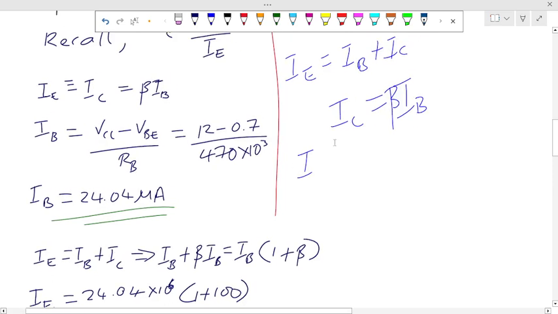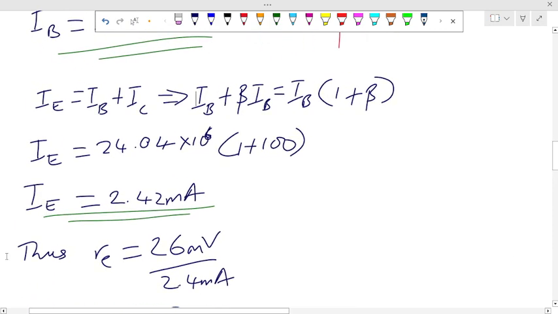Okay, so when we substitute in this value, we have it here. Instead of writing IC, you write beta IB, and then we just factor out IB. When you remove IB from here, you have 1 left. Remove IB from here, you have beta left. So you have beta brackets 1 plus IB. Okay, so this is what you get.